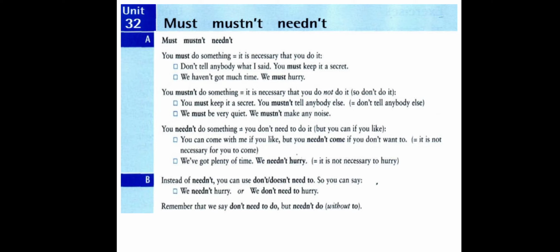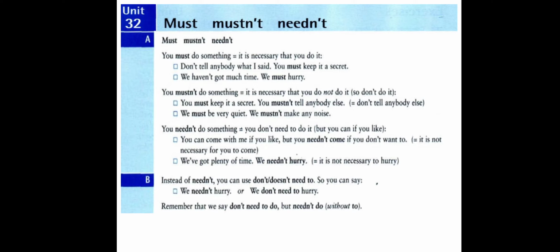But if we use needn't directly, then we use the base form without to. Look at these two examples. We needn't hurry. Here we have needn't, and needn't is followed by the base form without to. Or if we use don't or doesn't, for example, we don't need to hurry or he doesn't need to hurry, we find out that to is used before hurry, before the base form.